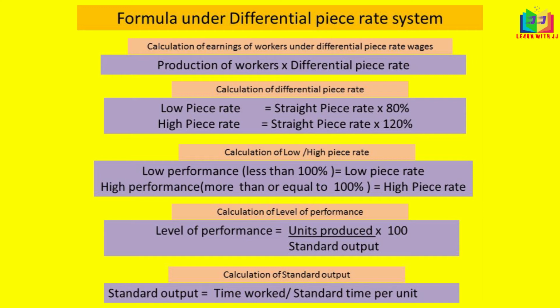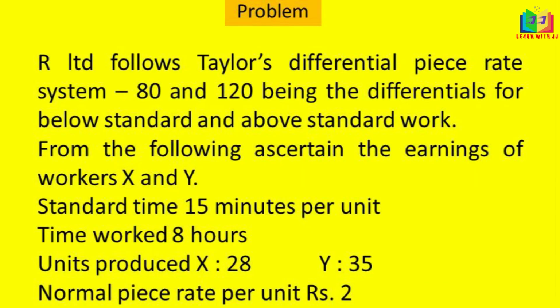Standard output is nothing but time worked divided by standard time per unit. Now we'll see one problem. R Limited follows Taylor differential piece rate system, 80 and 120 being the differentials for below standard and above standard work. It is clearly mentioned that for below standard it should be 80% and for above standard it is 120%. From the following, ascertain the earnings of workers X and Y.